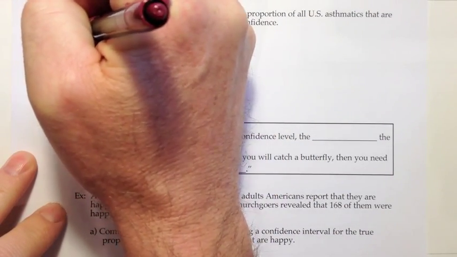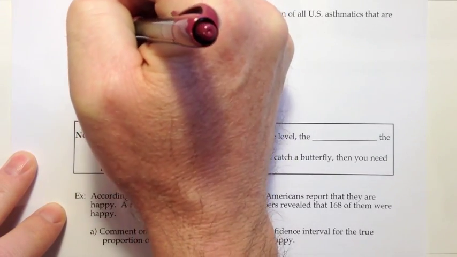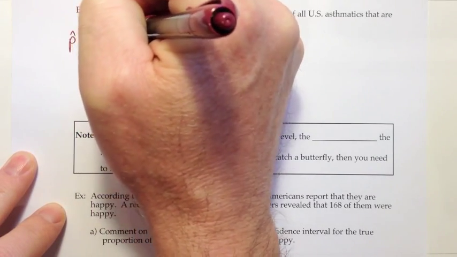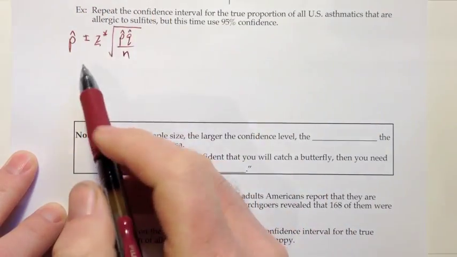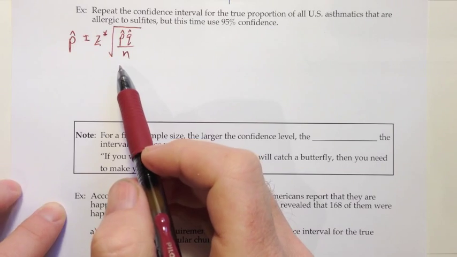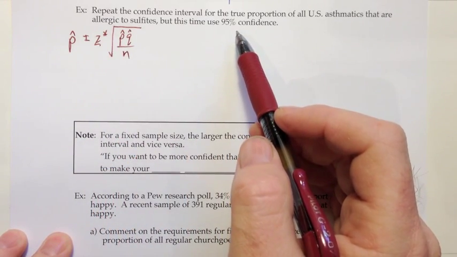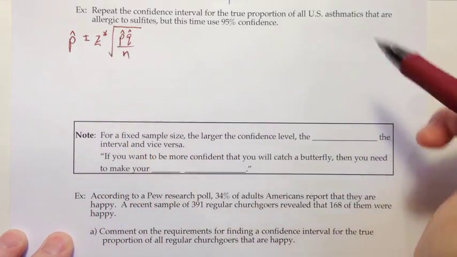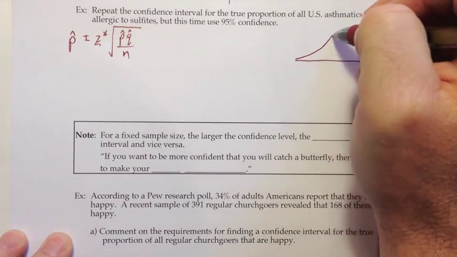We want the p-hat plus or minus z-star times the square root of p-hat q-hat over n. So the p-hat, q-hat, and n are still the same as what we just did in the last problem, but anytime you change your confidence level, what that affects is your z-score. So let's go figure out what the z-score would be for that by drawing a little picture over here.